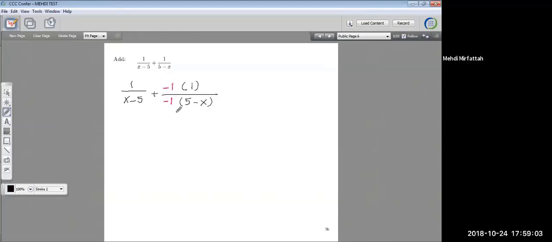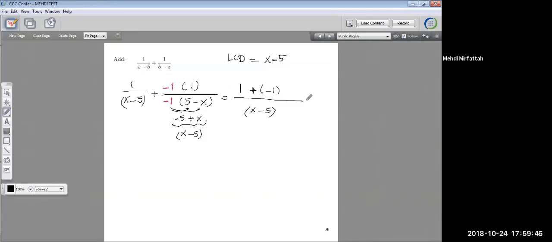What's going to happen here is if I distribute this minus, this would become minus 5 plus x, which is really x minus 5, which I have here. Now the LCD would be x minus 5. So now I can add what I have at the top of the fraction. Here I have 1 plus, what do I have here? Minus 1. 1 plus minus 1 is equal to 0. So you get 0 over x minus 5, which is equal to 0.